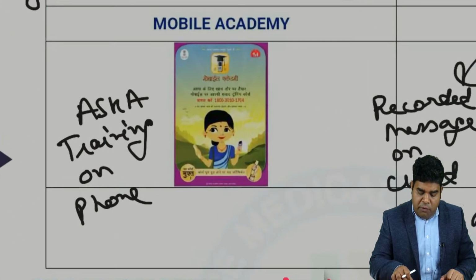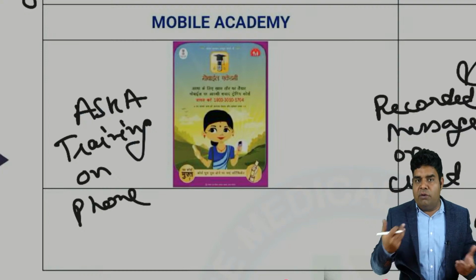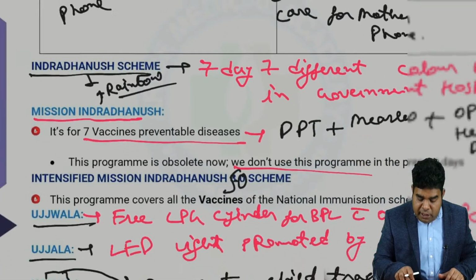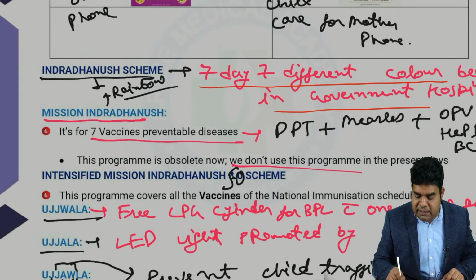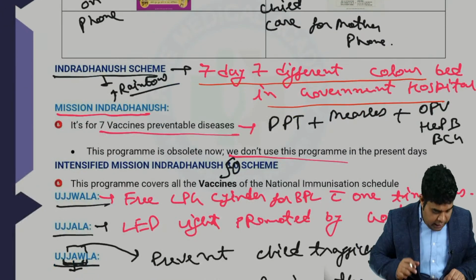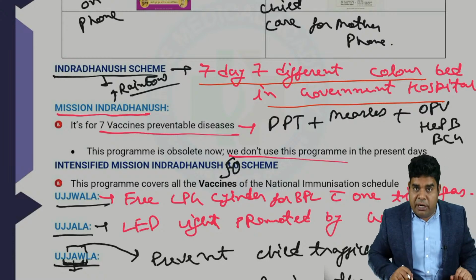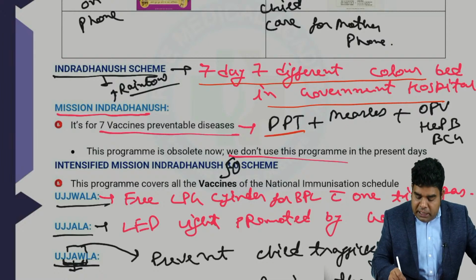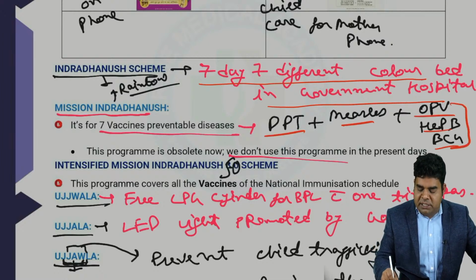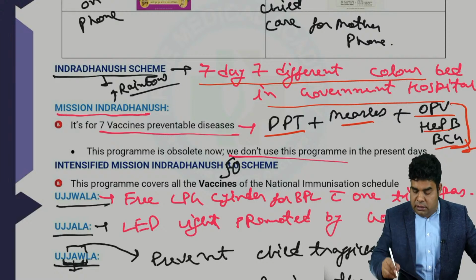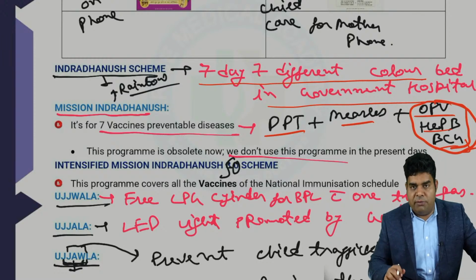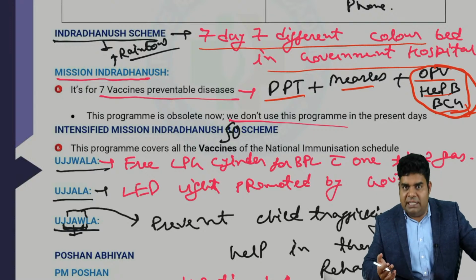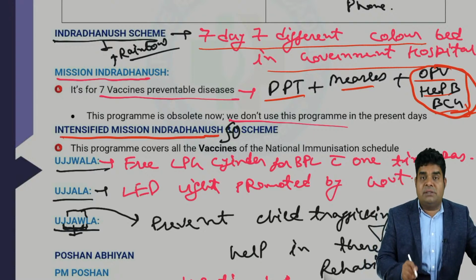Then you should know some more programs. One is Mobile Academy, in which ASHAs get training on phone. Then Kilkari we have discussed. What is the difference between the Indradhanush scheme and the mission? The Indradhanush scheme is about 7 days, 7 different color bedsheets in government hospitals. Okay, not in Dr. Ajit's bedroom, but in government hospitals. And what is the Indradhanush mission? That was for vaccination against 7 diseases, DPT, measles, and 3 given at birth, OPV, Hep B, BCG, for which ASHAs do not get paid. These 3 vaccines are given at the hospital, so ASHAs don't get paid for them. So previously this program was for 7 diseases, now it includes all the vaccines. That's why it is now known as Intensified Mission Indradhanush 5.0.